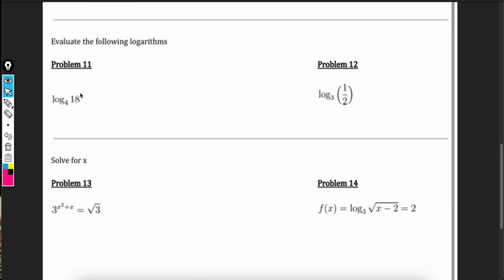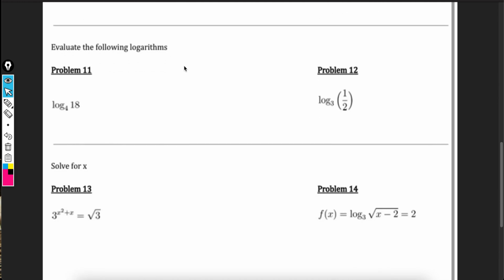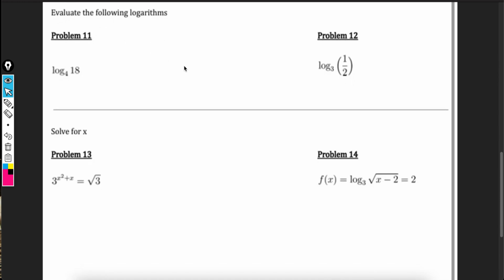Okay, so right now we're going to just evaluate the following logarithms. Notice how they don't say anything specific, just to evaluate them. So I'm going to show you guys first the easy way to do it, and then I'm going to show you guys, not the hard way, just more work. I'll start with this one.